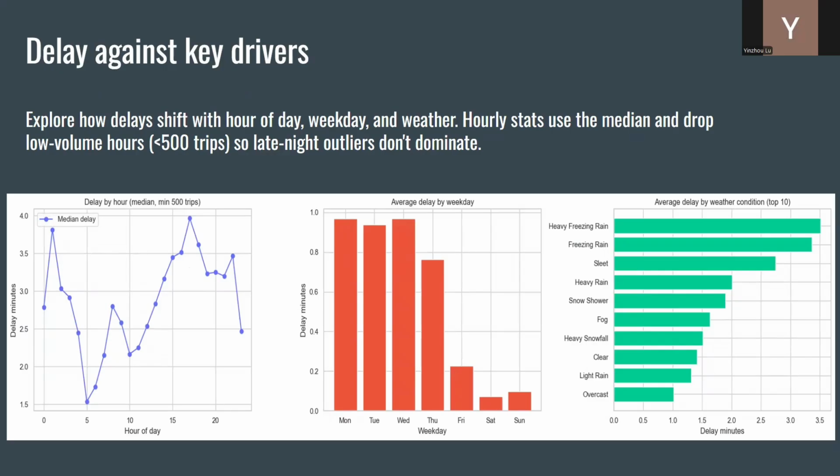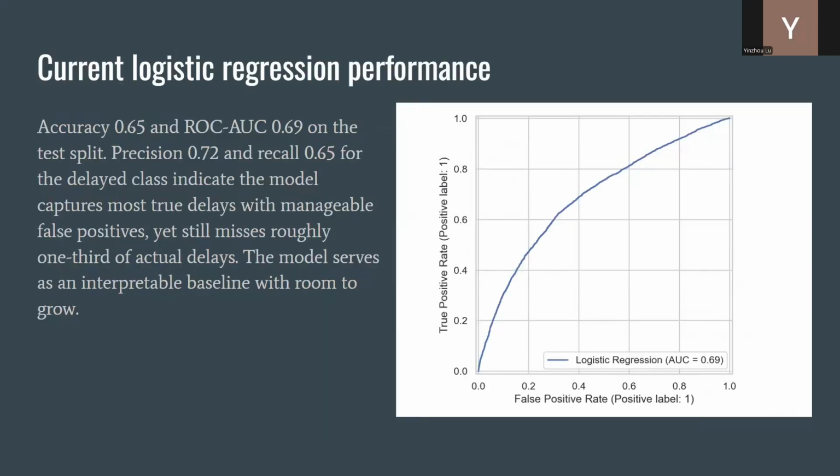Looking at the average delay by weekday, we can see that the buses are delayed more on weekdays than on weekends. Looking at the weather, heavy rain sits at the top for average delay, while overcast stays around 1. That gave me confidence that weather is a meaningful signal. With those clues, I trained a logistic regression model.